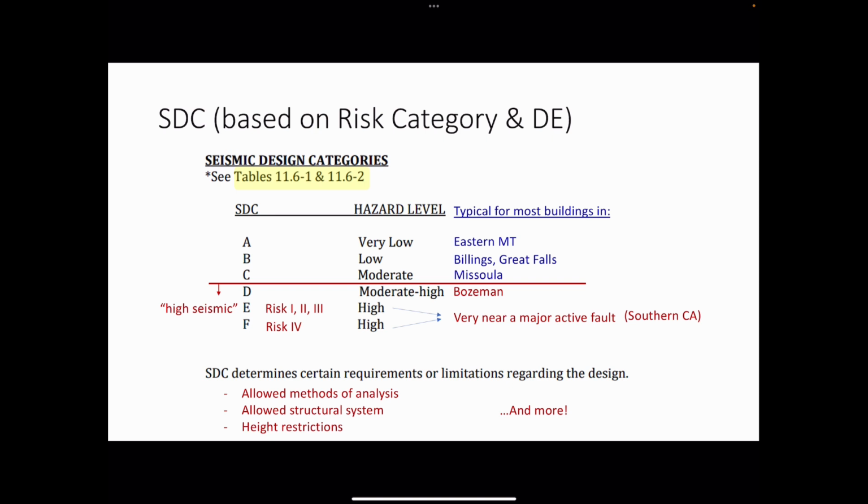So what is the point of seismic design category? It's not a numeric value that's attached to it, right? So it's not something we plug into our calculations or anything like that. But it determines certain requirements or limitations that are imposed on our design. So for example, it dictates whether we can use certain methods of analysis, like the equivalent lateral force method that we are learning in this class, right? It tells us whether a certain structural system is allowed to be used, right? And it also tells us if there are any height restrictions on the building.